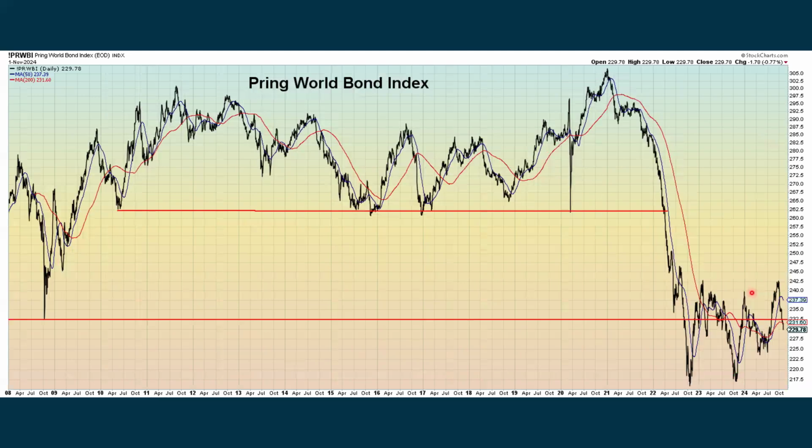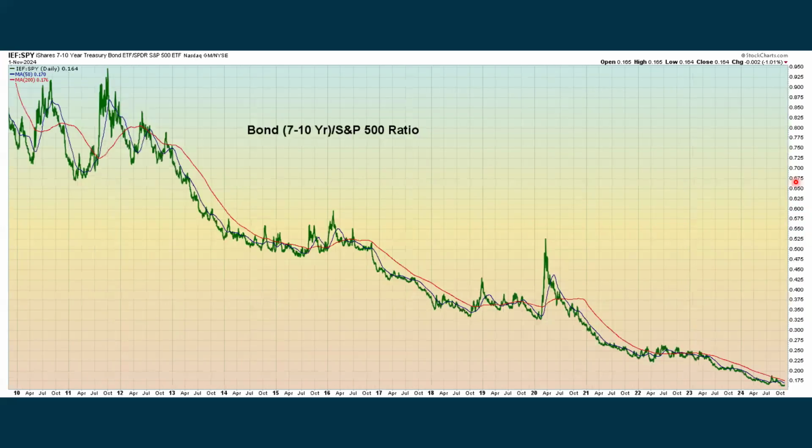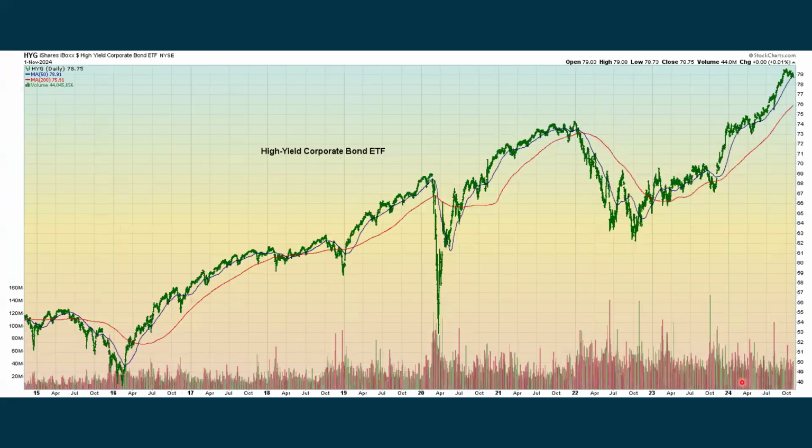The Pring World Bond Index is also in an uptrend, but it really started to go up and now has been really pulling back lately. A monthly chart of the stock to bond ratio shows how stocks are outperforming longer term. And this is a daily chart here. When this is going down, that means bonds are underperforming stocks.